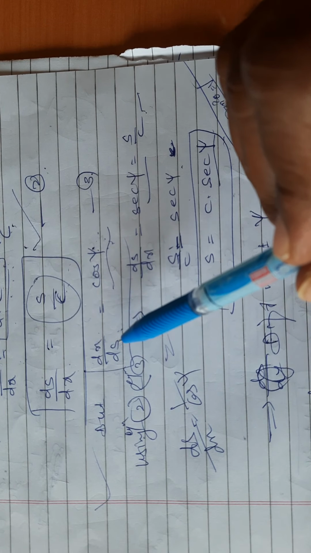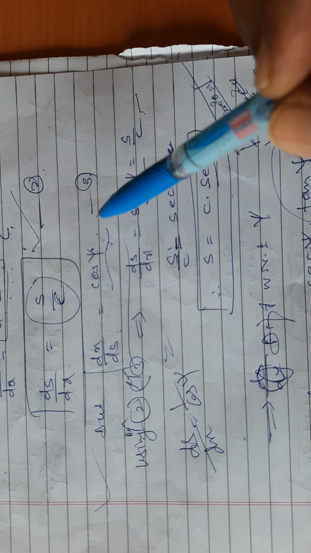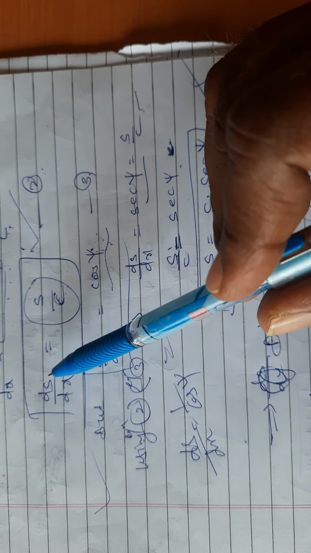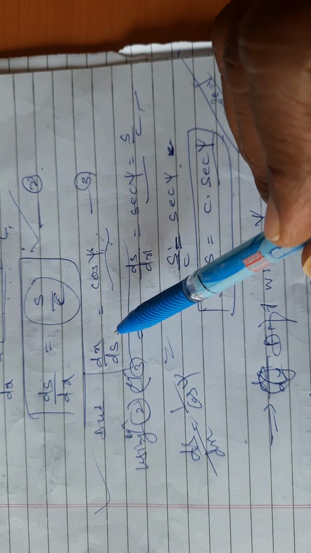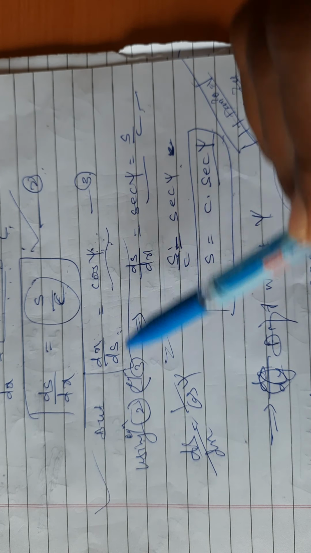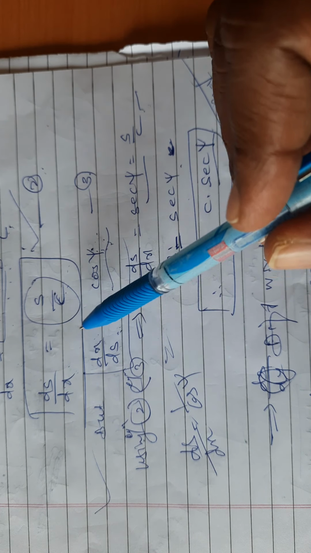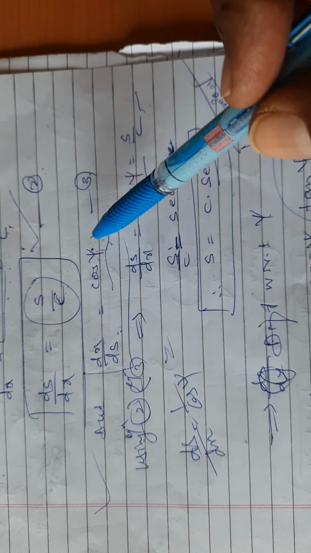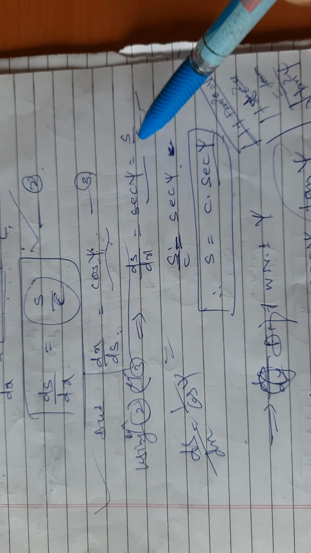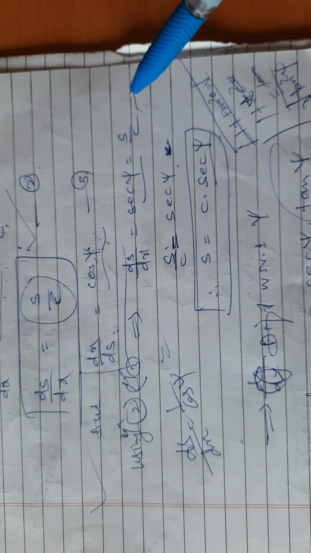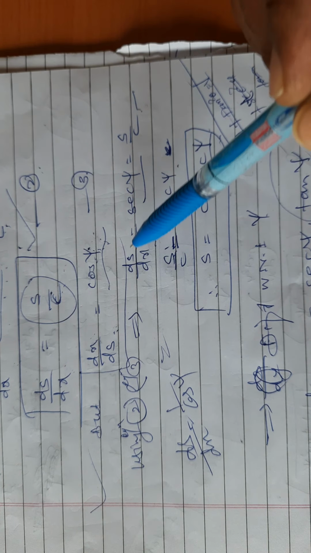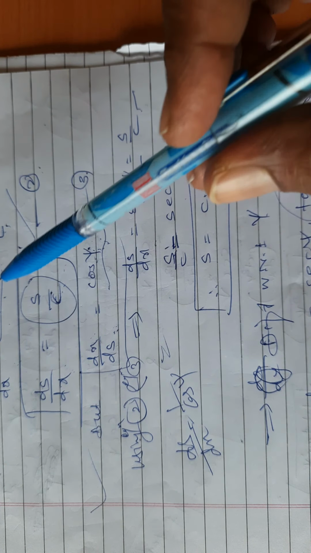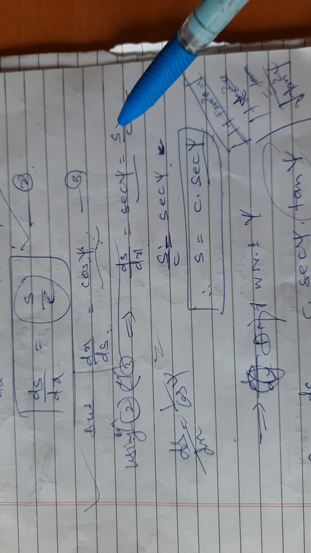We know dx upon ds is cos psi. ds upon dx is s upon c, and dx upon ds is cos psi. This ds by dx and dx by ds are reciprocals of each other. Using 2 and 3, derivative of s with respect to psi is 1 upon cos psi, that is sec psi, and ds by dx is s by c, and त्याचा reciprocal 1 upon cos means sec psi.